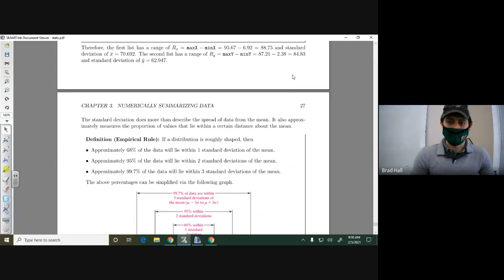And in particular, one standard deviation from the mean, in both directions, holds approximately 68% of the data. So that would be a more typical interval. 95% lie within 2 standard deviations, and then 3 standard deviations is 99.7%.